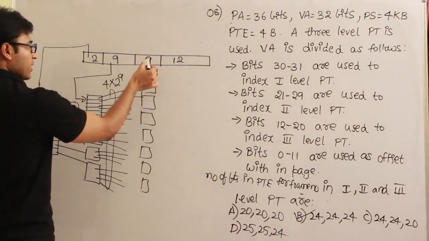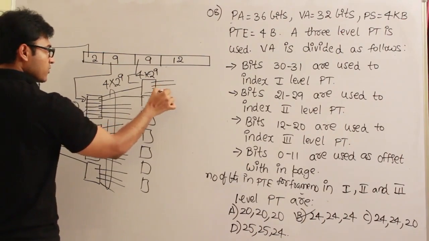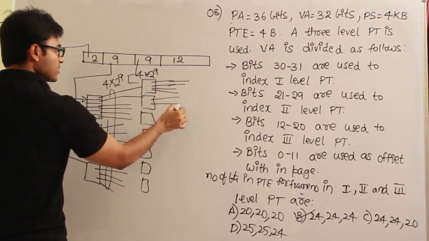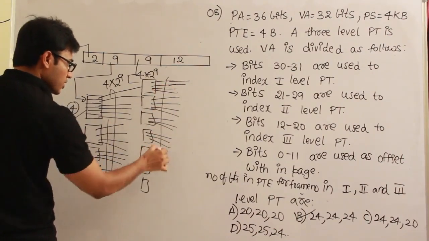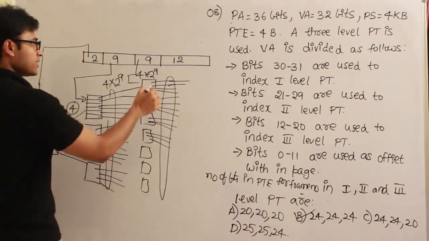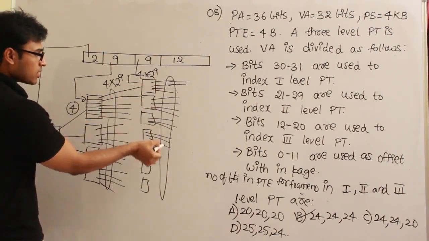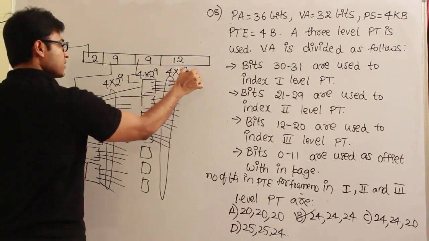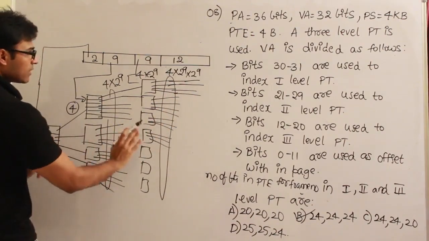And again in the next level 9 bits are used, which means each one is going to give out 2 power 9 entries, right? So in total, how many entries will be coming out if each page is going to give out 2 power 9 entries? Totally there are 4 into 2 power 9 pages, and each page is going to give out 2 power 9 entries. Therefore, it is going to be 4 into 2 power 9 into 2 power 9 entries coming out finally out of all the 3 level pages.